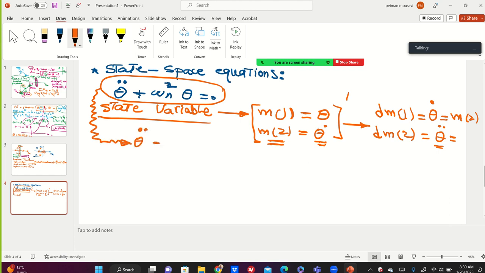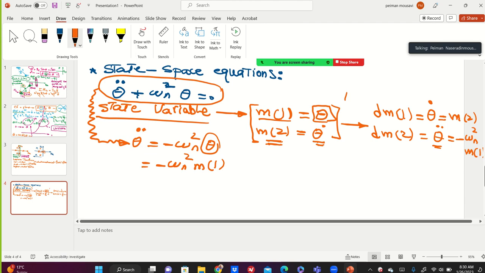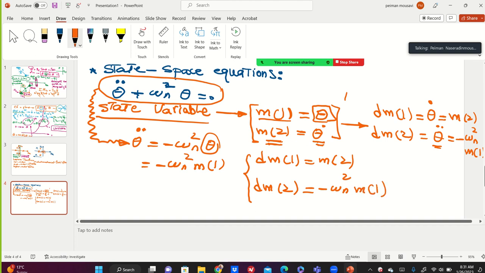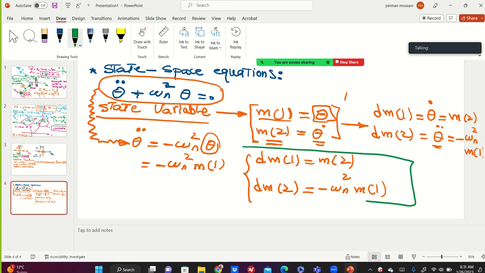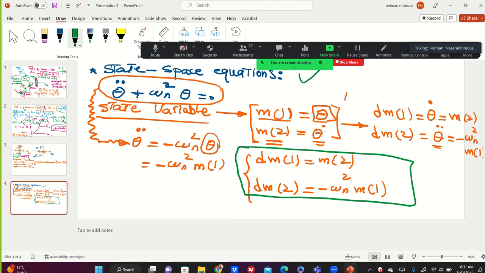Theta double dot is minus omega n squared theta. What is your theta? Yes, M1. I'm just putting here minus omega n squared m1. I'm rewriting here, guys. dm1 equals m2. dm2 equals minus omega n squared m1. The name of this in control is the state space equation. Bingo. For any dynamical system, you can do this, and MATLAB understands this language.